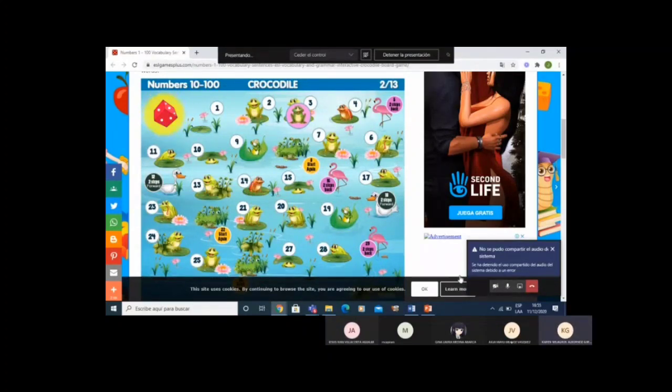Okay. And this game allows us to exercise our memory, both listening and reading the numbers in English. To try it, you can. Thank you very much for your attention.